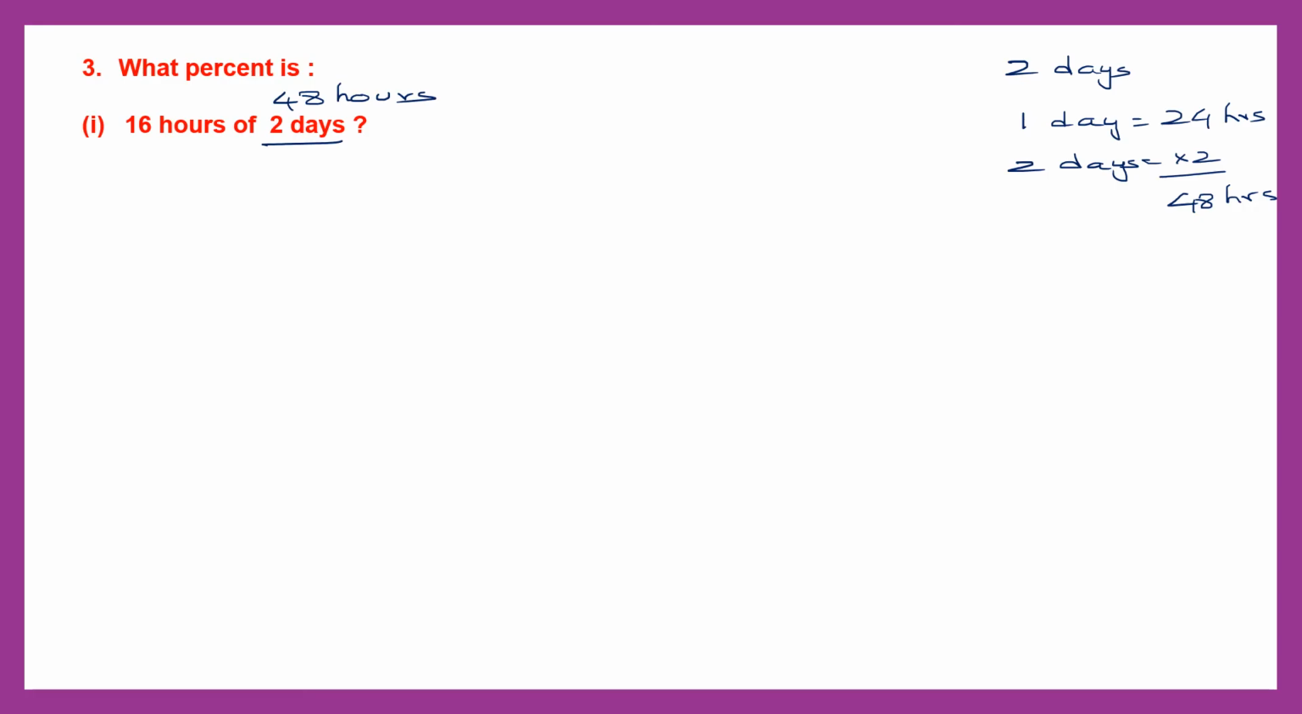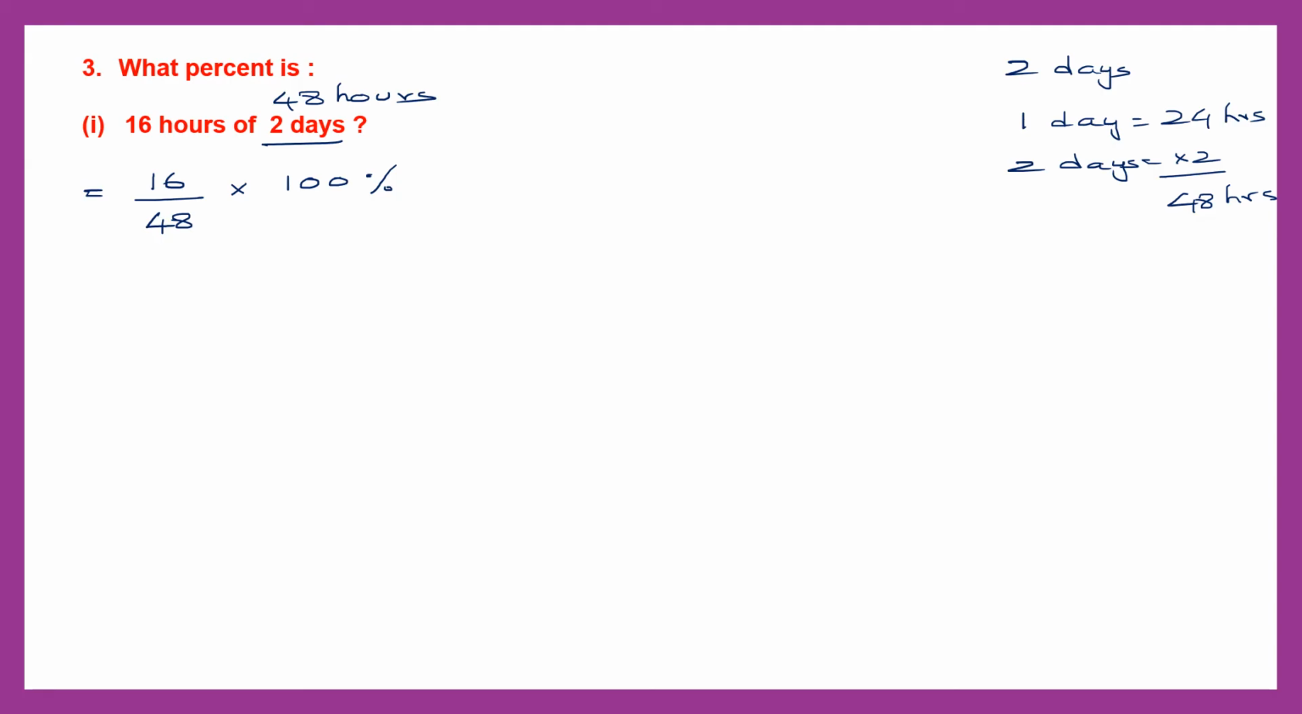Now that the units are the same, let's start working. First step is write it as a fraction with the first number on top and the second number down. Now we are going to convert this to percent. Remember, when you convert a fraction to percent, multiply by 100 with the percentage sign. Now it's become multiplication of fractions.